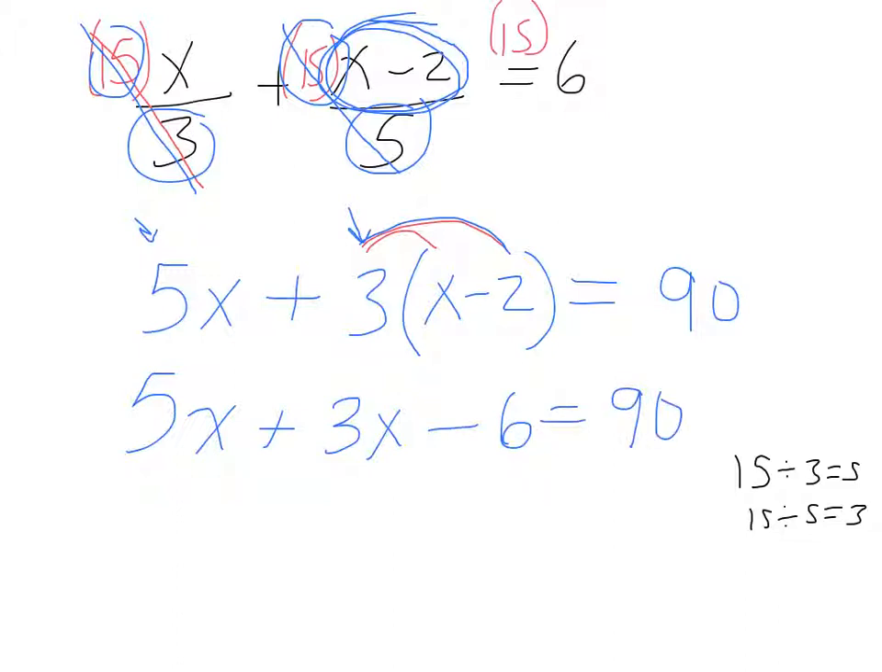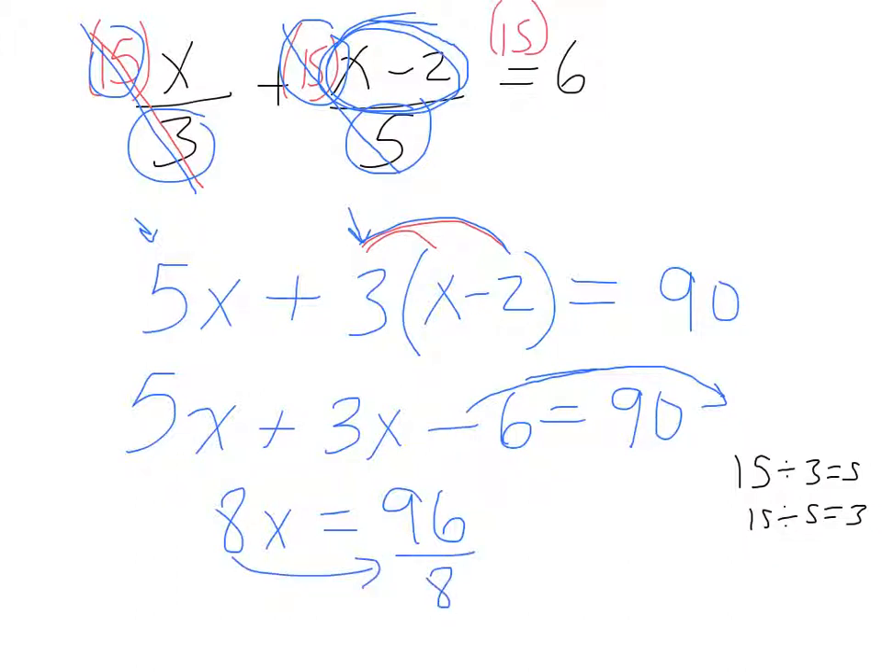So now you're collecting like terms. You're doing 8x equals that negative 6 came over and adds on the other side. Right? So now it's 96. So 8 comes over and divides. So x equals 12. Because 96 divided by 8 is 12.